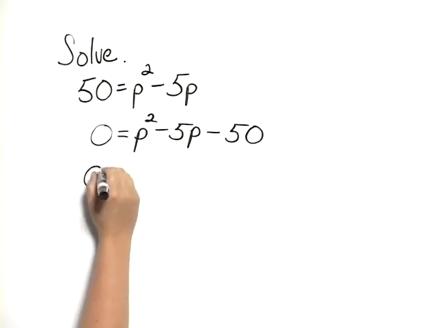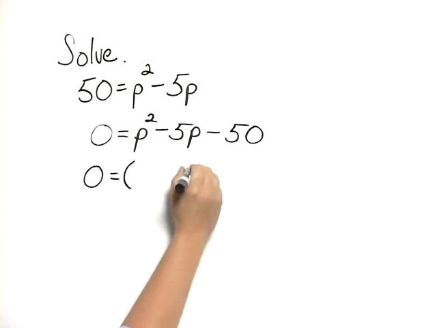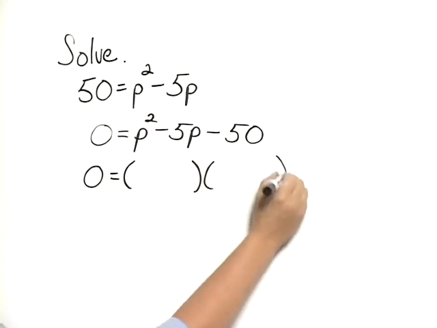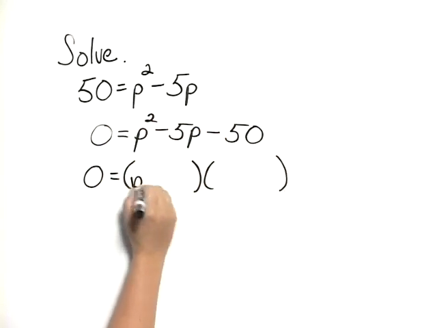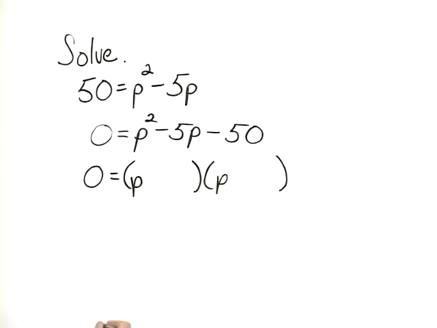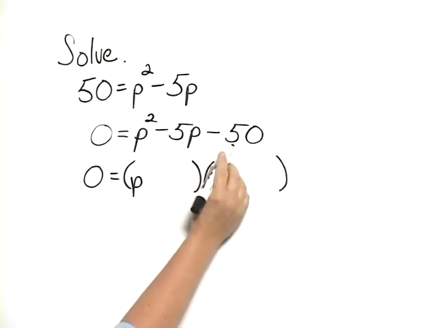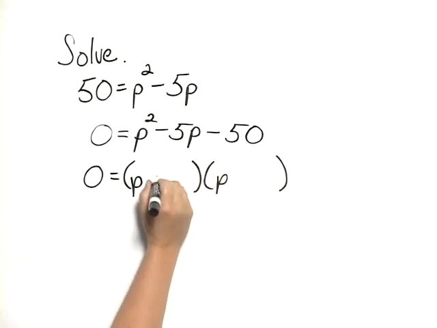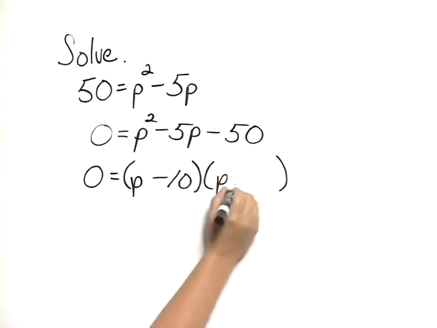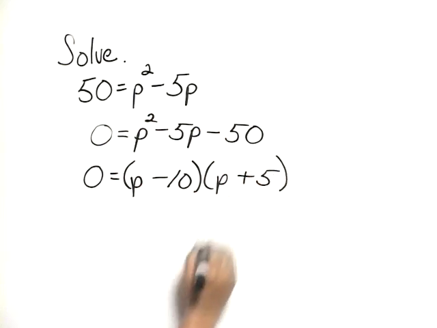We would have 0 equals, if this factors, it'll factor into a product of binomials. The first term in each binomial will be p. And we have numbers that multiply to negative 50, add to negative 5. We have negative 10 and positive 5.